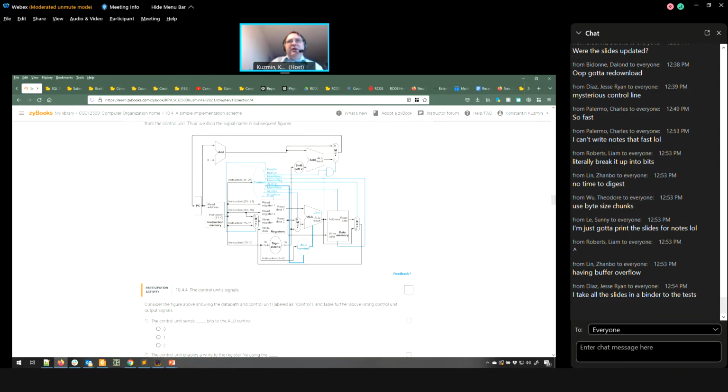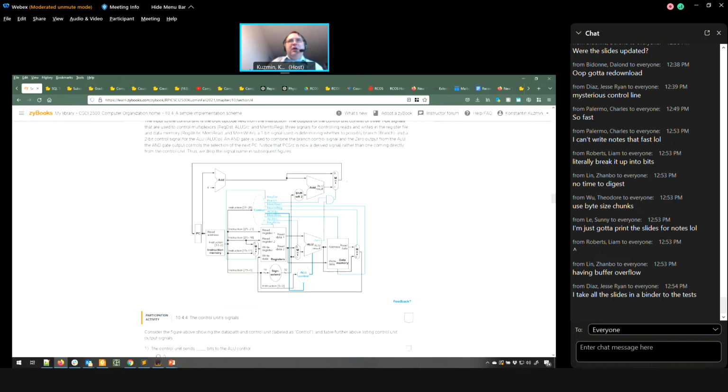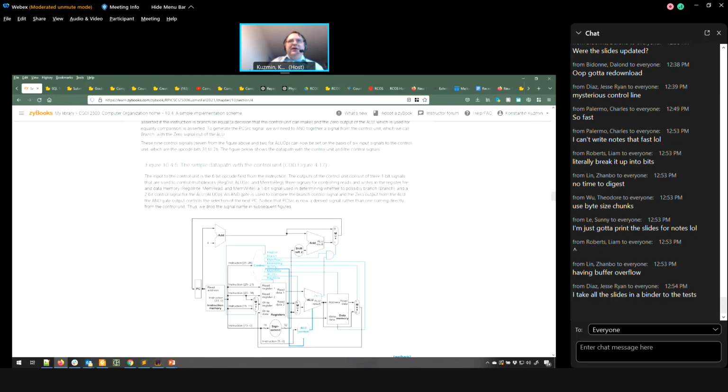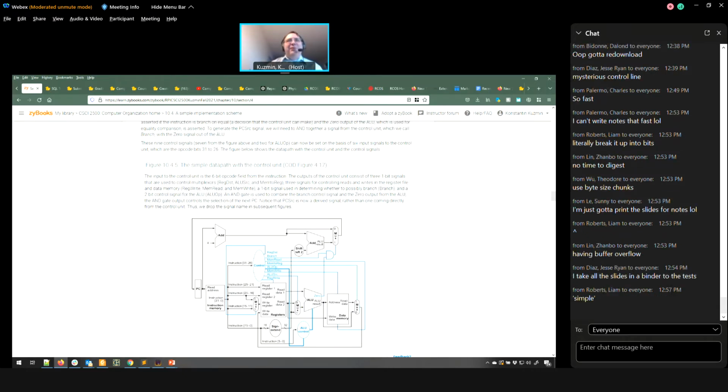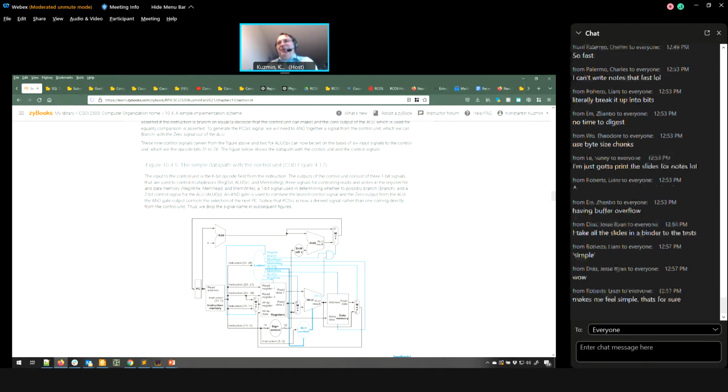And then there is this complete datapath diagram with control unit, and it's called simple, just to make you feel miserable. No, I'm kidding. It's simple because it's not pipelined. That's what they mean by simple.